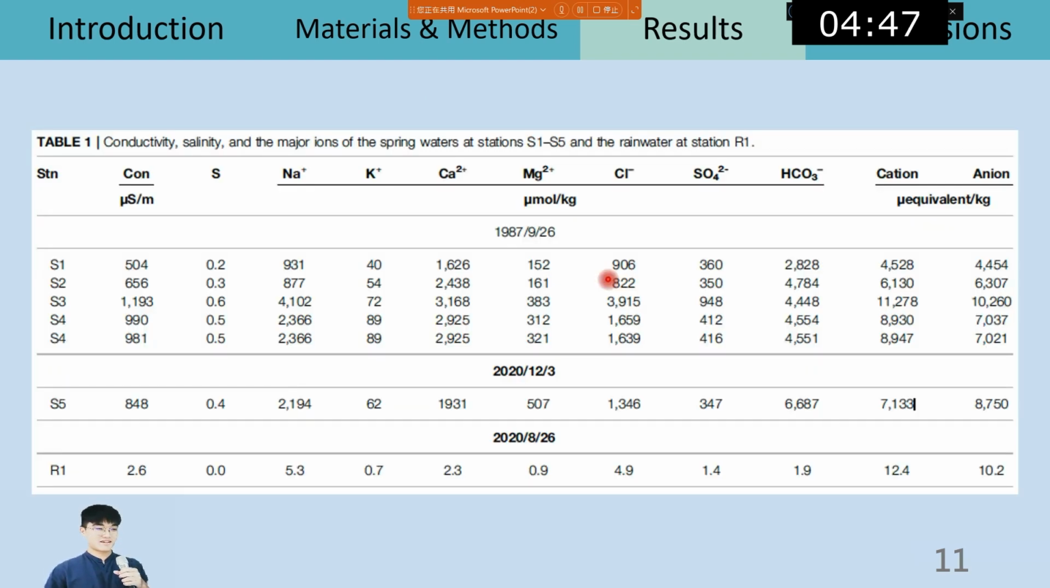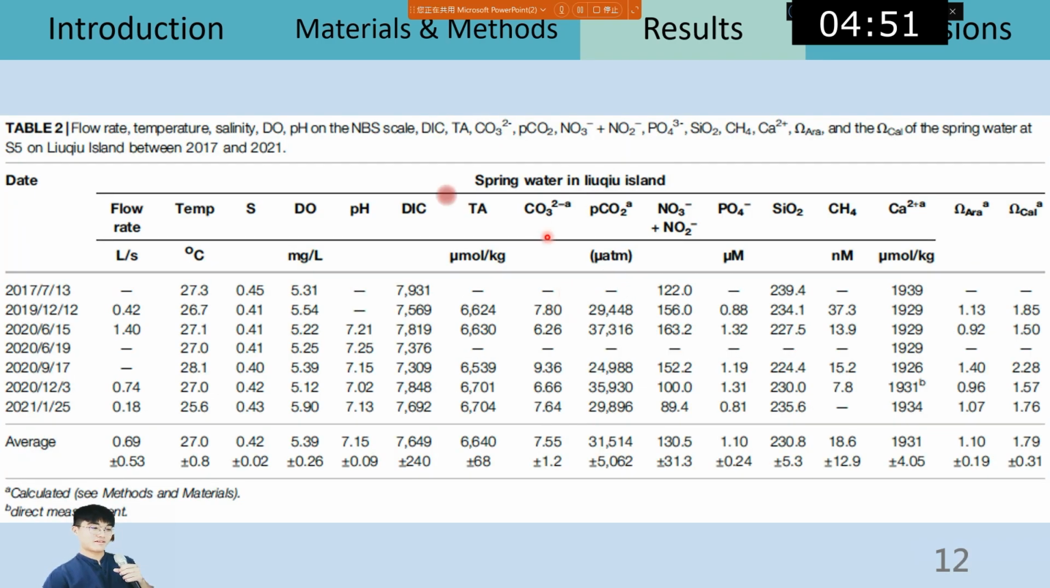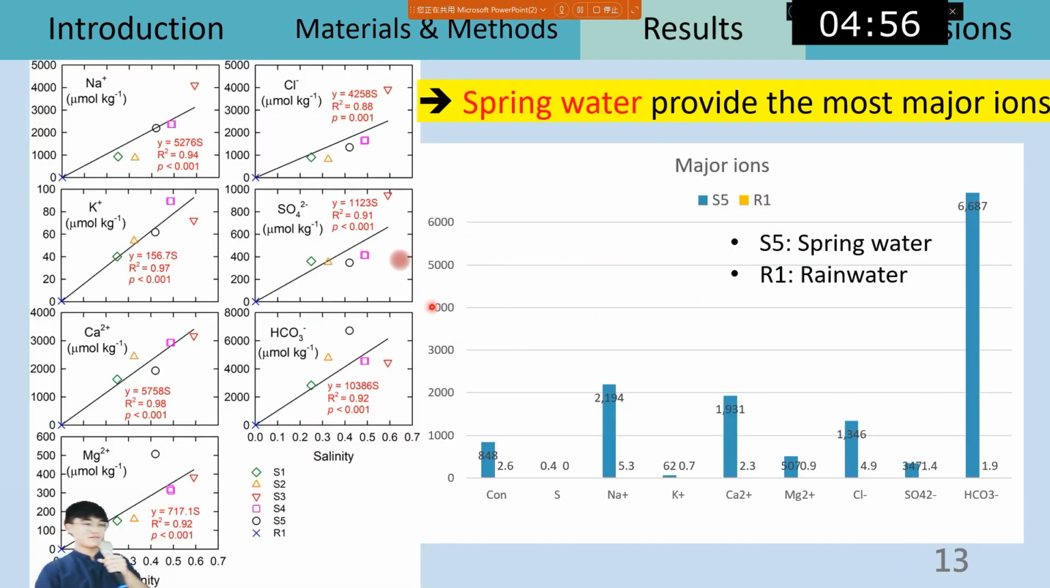And this is the raw data of spring water and rainwater. And this is for the spring water data. And these two tables tell us that I transformed the ions into the numbers. And the blue one is spring water. Yellow one is rainwater. You can only see the spring water because the rainwater is very low. So it tells us that spring water provides the most major ions.